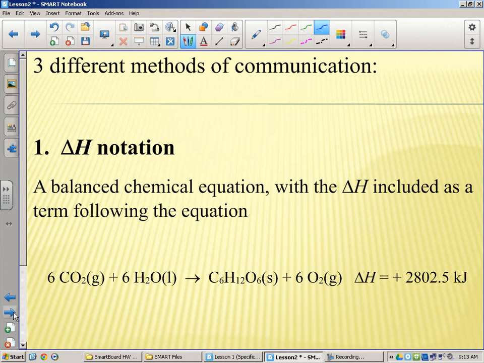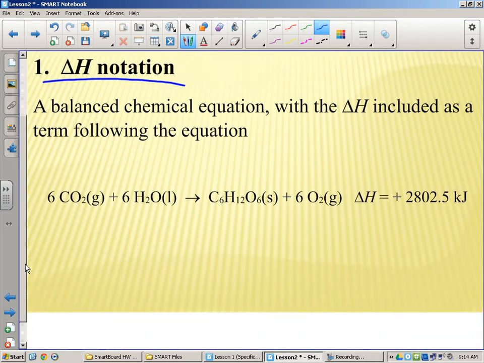Okay? The first one's called delta H notation. And they're going to tell you on the unit test, on the diploma, which one of these represents delta H notation. Okay? And you just have to simply pick the right one. That's all it is. Now, there's a few little things involved, but basically that's about it.